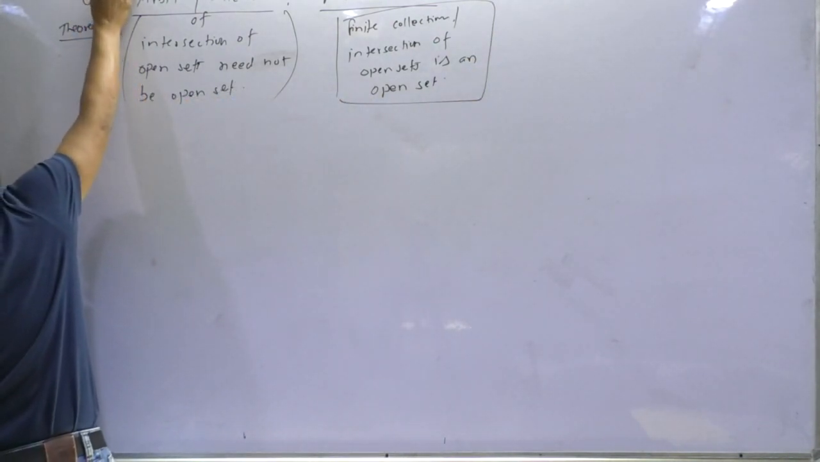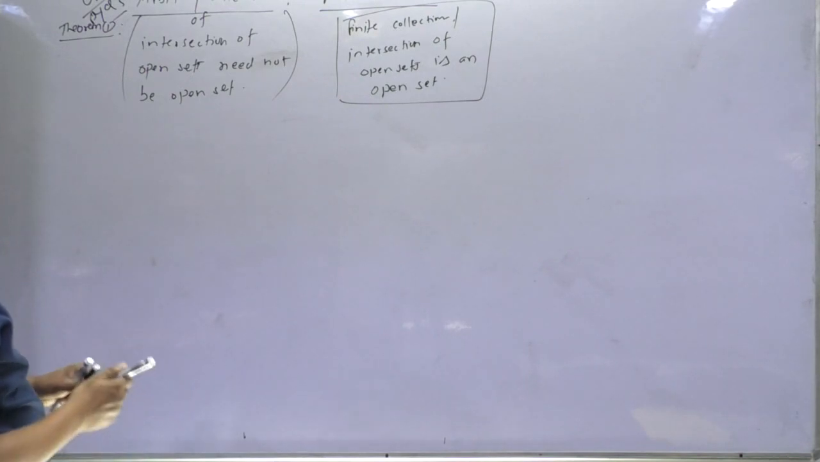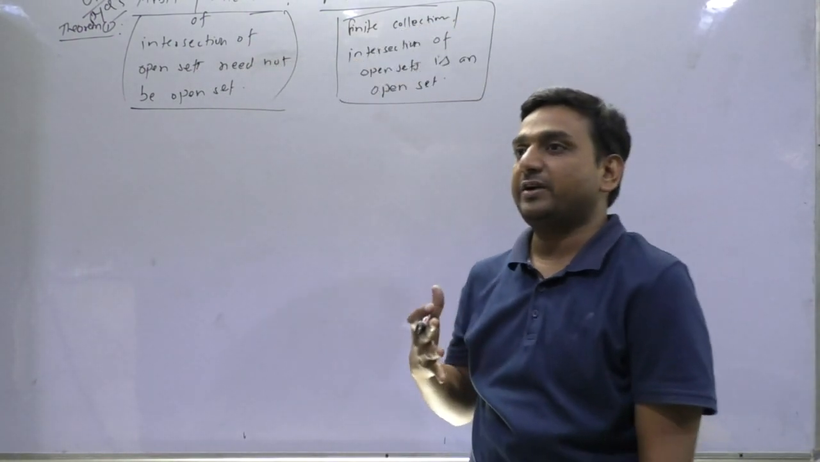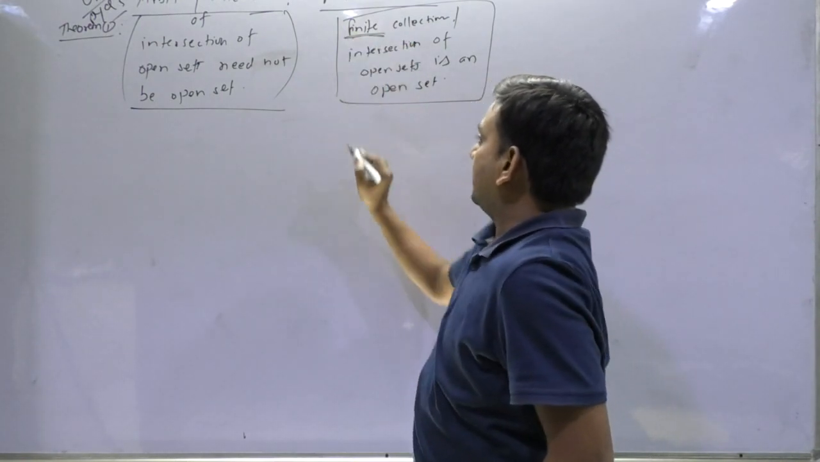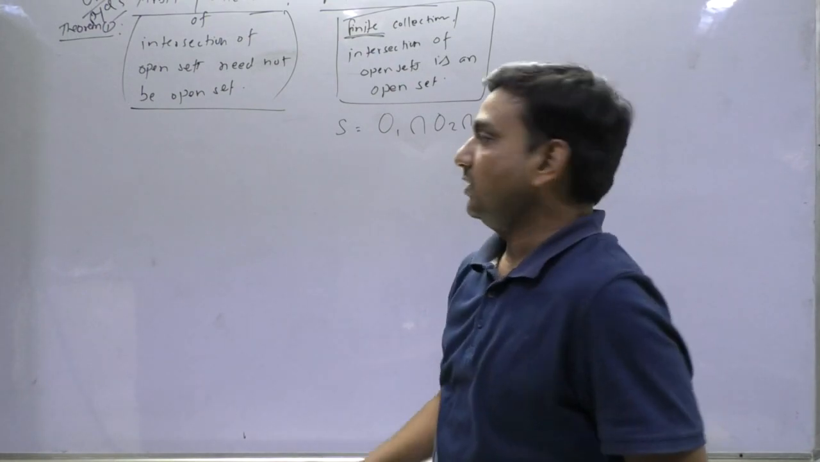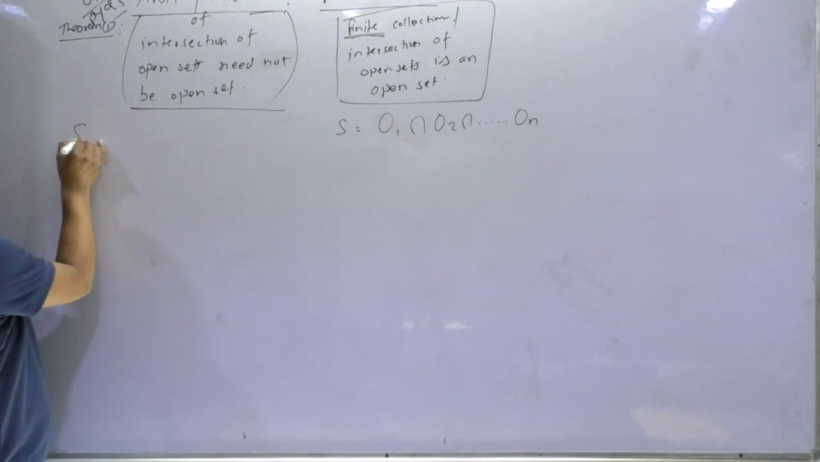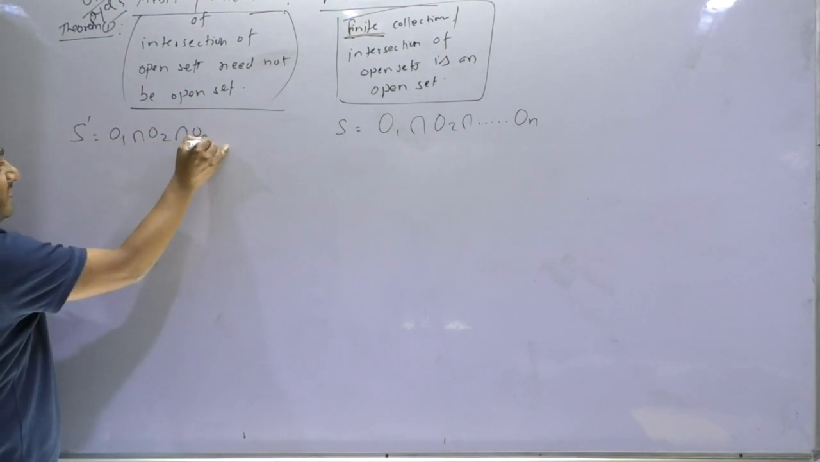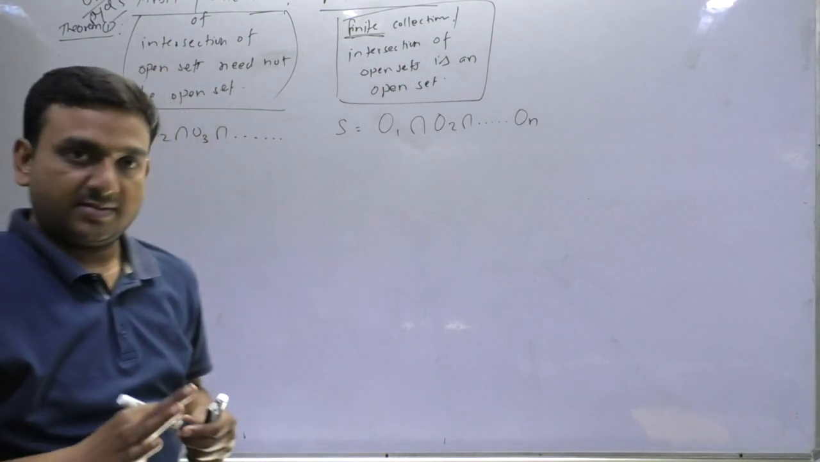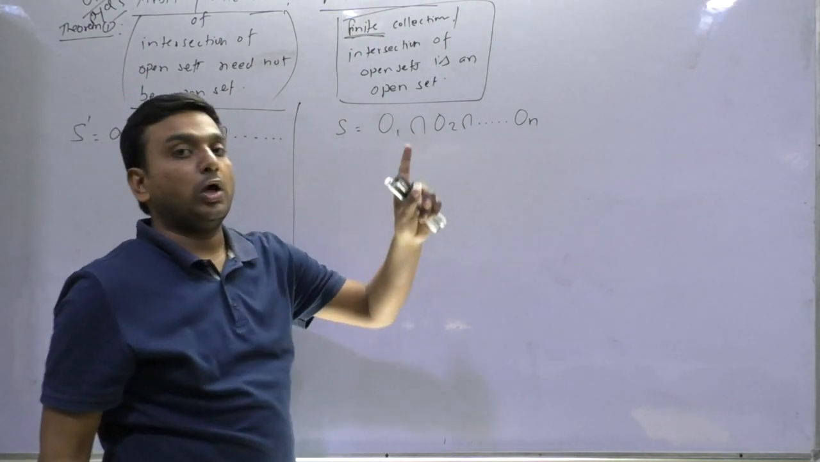These are expected in your UPSC CSE as well as IFoS exams. So please focus here. When I say arbitrary collection and when I say finite collection, what is the difference? When I say finite, it means, let's say, S is the intersection of O1, O2, and so on up to On. So this is the intersection of n open sets. But an arbitrary intersection means it will go on. Getting my point? So this collection need not be open, but the finite one is always open.